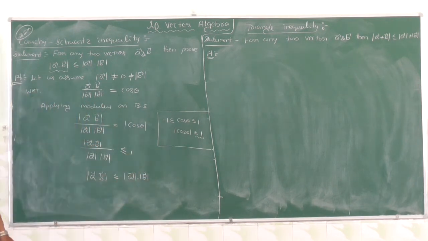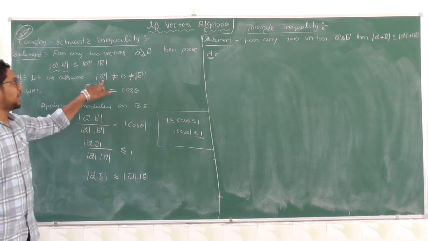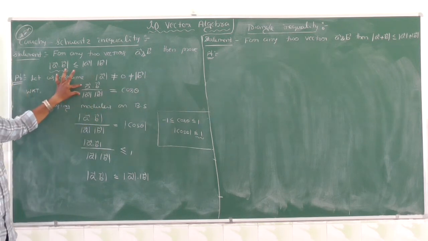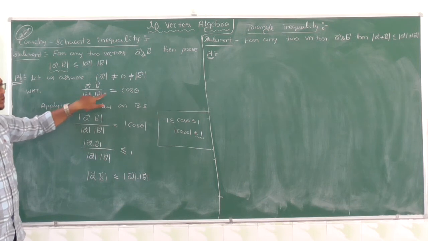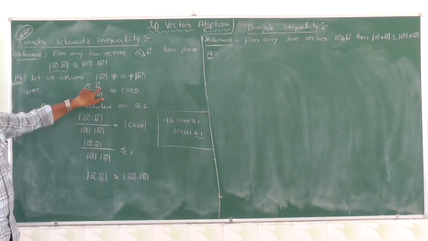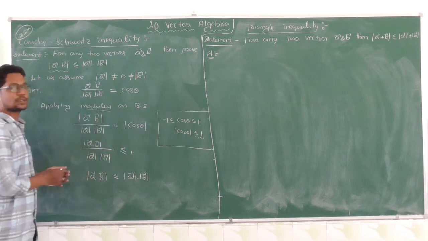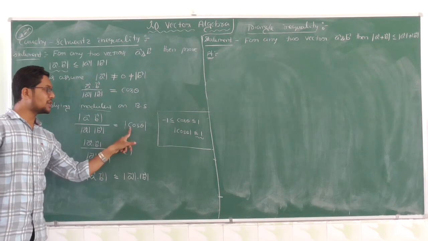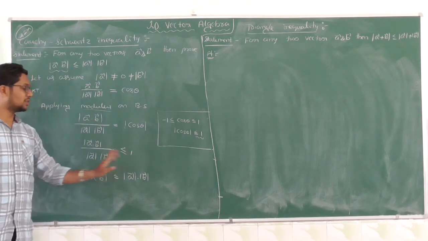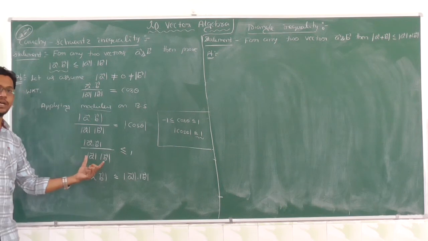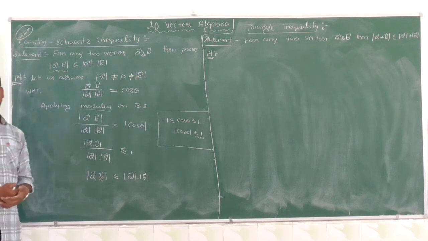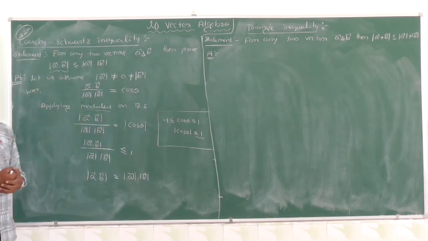Hence, it is the proof. Very simple. Once again, here we are assuming that magnitude A and magnitude B are not equal to 0. After that, it is the definition of dot product: A dot B by magnitude A magnitude B equals cos theta. In the numerator I want modulus, so I applied modulus on both sides. Then modulus of A dot B over the magnitudes is modulus of cos theta. Modulus of cos theta is what? Less than or equal to 1. Next, I did just my simplification. Then finally, we found the proof. Okay, it is the proof of Schwarz inequality.